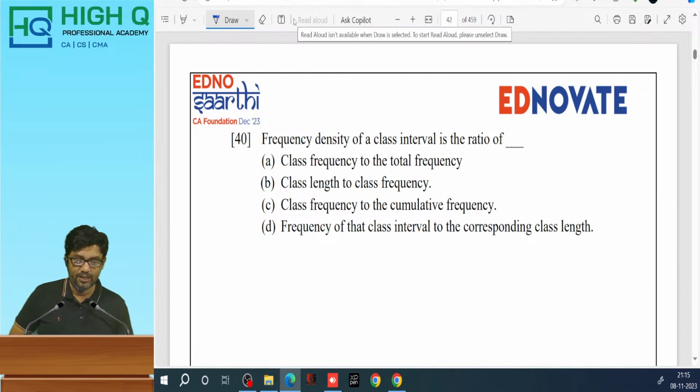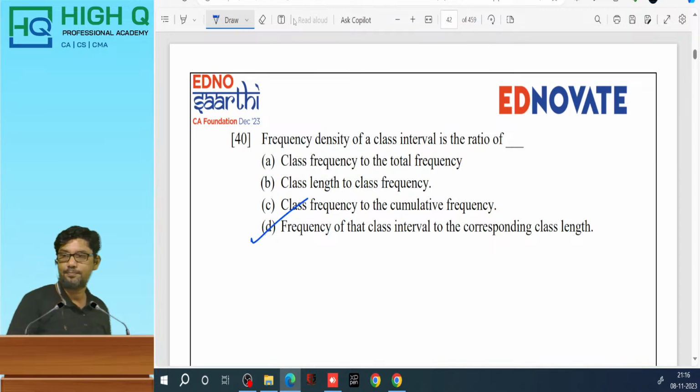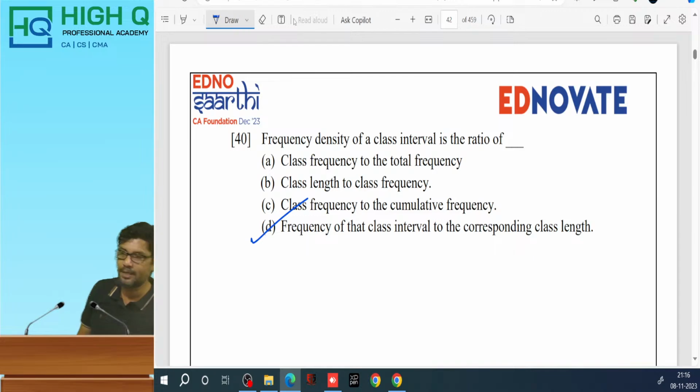Frequency density of a class interval is the ratio of, my dear, it's a formula. Frequency density of a class interval is the ratio of class frequency to the total frequency. No. Class length to the class frequency. No. Frequency of that class interval to the corresponding class length. Option D. Remember, it is a formula.